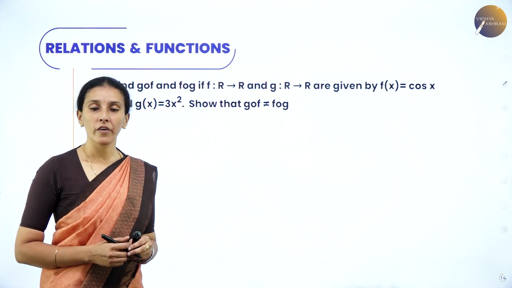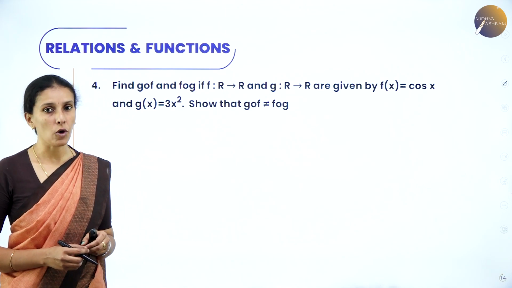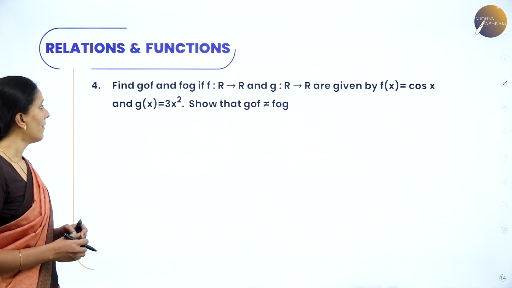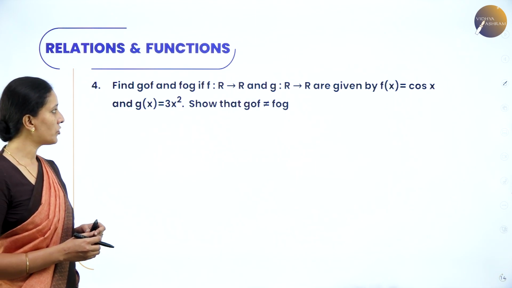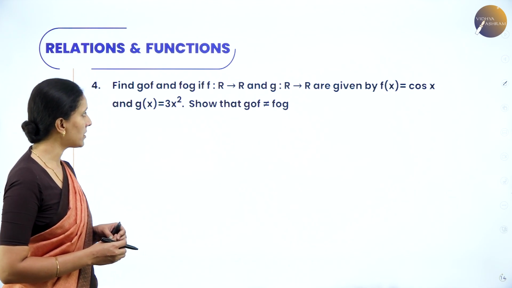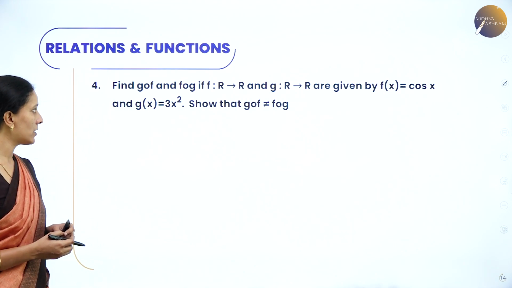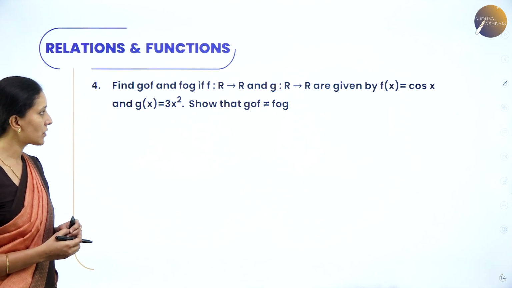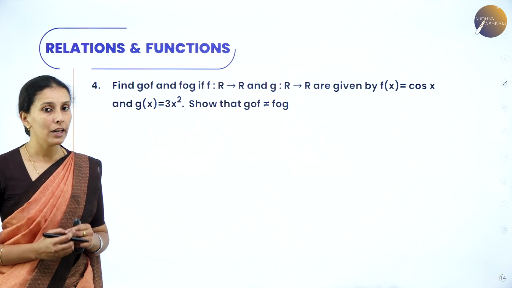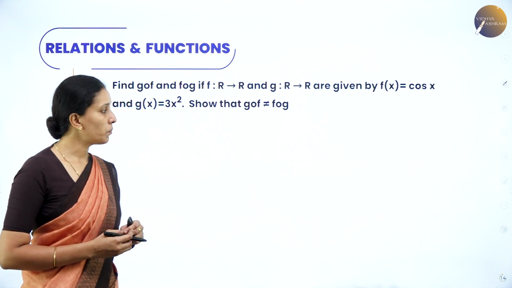Apart from equivalence relation, I told you sometimes you can expect a question from composition of functions. So, here we have such a type of question. Find g naught f and f naught g, where f and g are functions from the set of real numbers to real numbers, given by f of x is equal to cos x, g of x is equal to 3x square. Show that g naught f is not equal to f naught g. Clearly, we know that the composition of functions is not commutative. So, we need to prove this here.